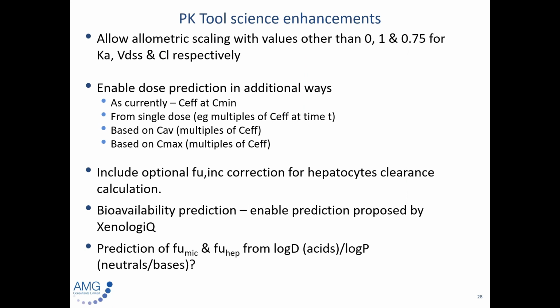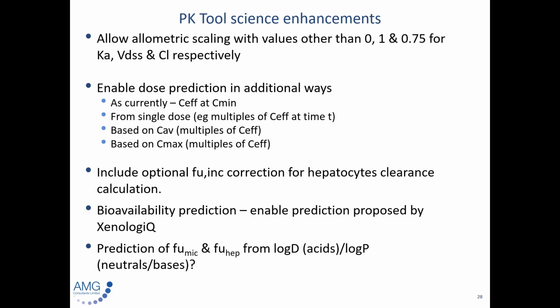it uses allometric scaling as one of the ways of doing this, and at the moment you're forced to use fixed values for the parameters I'm showing there. In particular, I'm aware that some people prefer to use other values for clearance in particular, and we're intending to enable that in the next version of the PK tool.